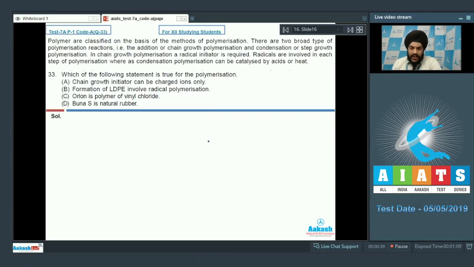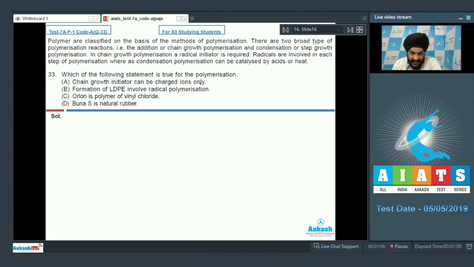Polymers are classified on the basis of methods of polymerization. There are 2 broad types of polymerization reactions, that is the addition or the chain growth polymerization and the condensation or the step growth polymerization. In chain growth polymerization, a radical initiator is required. Radicals are involved in each step of polymerization, whereas condensation polymerization can be catalyzed by acids or heat. So if you look at question number 33 now, which of the following statement is true for the polymerization reaction?